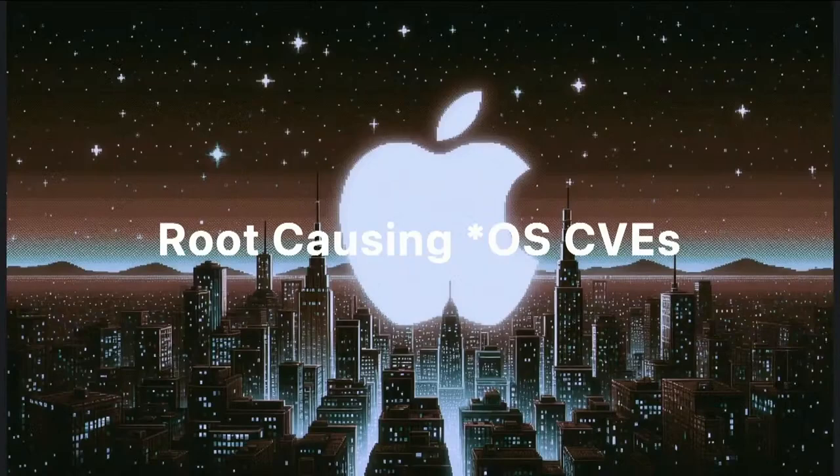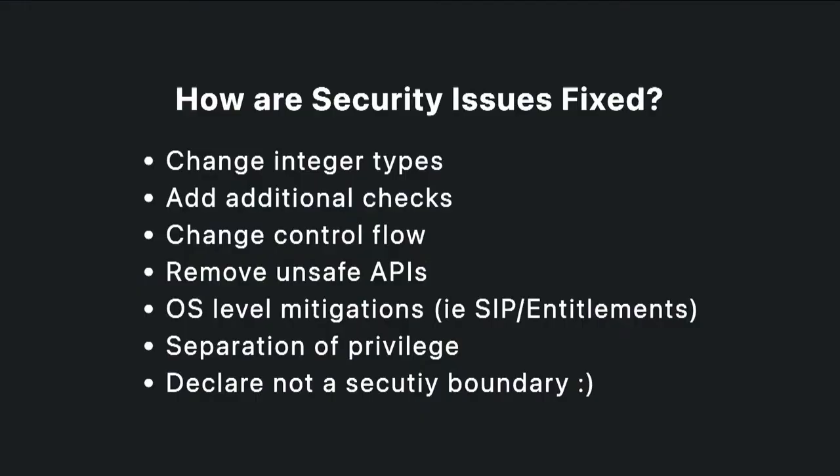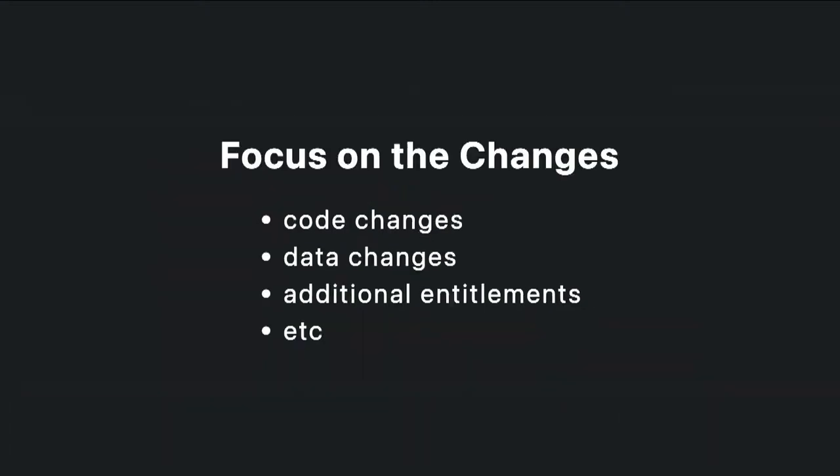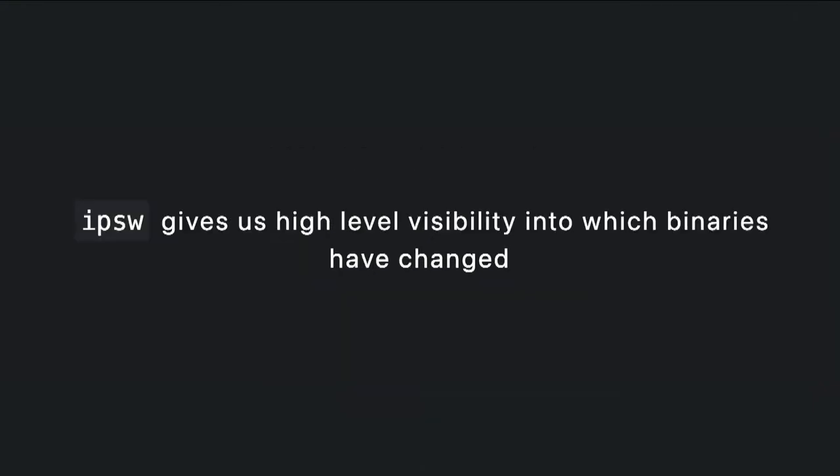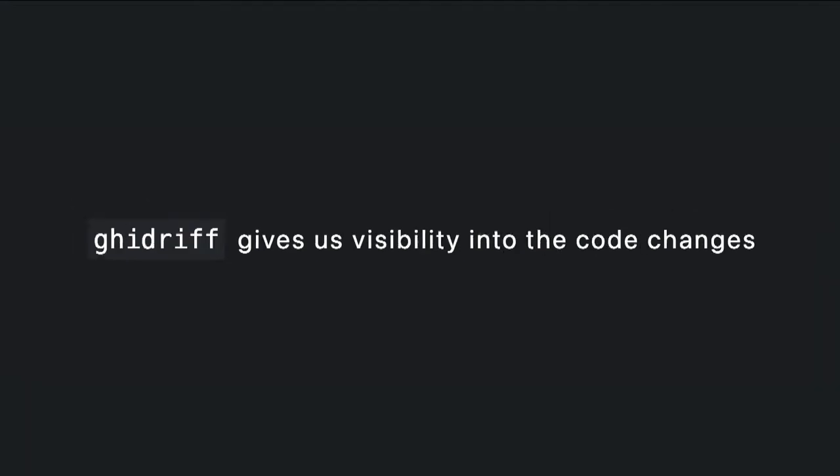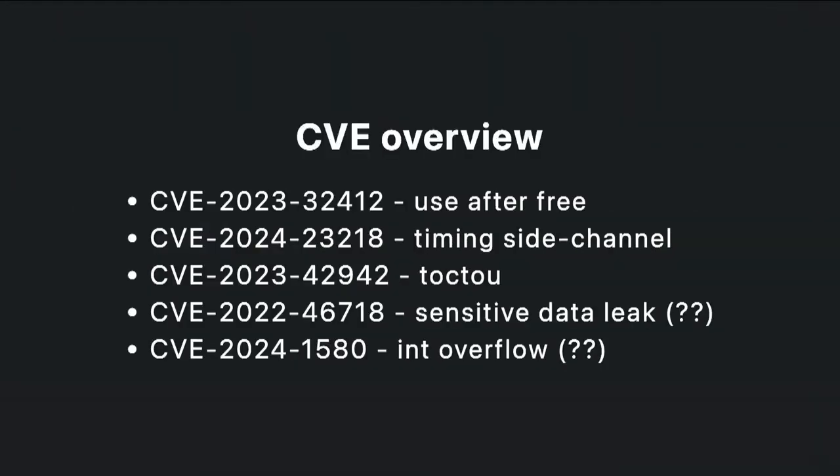So we can diff the binaries now with my tool, and now we'll dig into actually looking at the CVEs. At a high level, for root-causing CVEs, things to look for are integer type changes or additional checks. The control flow could have changed. There could be different unsafe APIs that were removed or replaced. Or sometimes they fix it by just saying, hey, this is not a security boundary and it doesn't count. Those are all things to look for. Again, just focus on the changes. We're leveraging diffing for this aspect. And just a high-level takeaway: IPSW gives us insight into what files have changed across builds, and Ghidra shows us what code has changed. With those two things, we should be able to narrow down from a CVE to a root cause or an issue here.